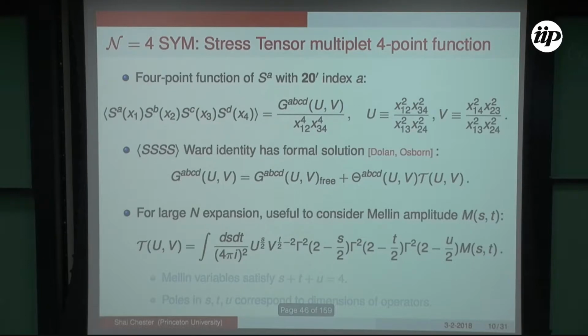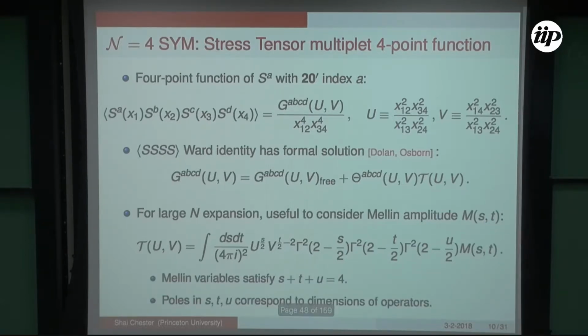So I'm also going to be using Mellin space, like in previous talks. This is the basic definition of a Mellin transform of this quantity. So you go from position space u and v to Mellin space s and t with these gamma factors. So s + t + u = 4 as usual. And one thing to keep in mind is that poles in s, t, and u correspond to dimensions of operators, which basically follows from this formula.